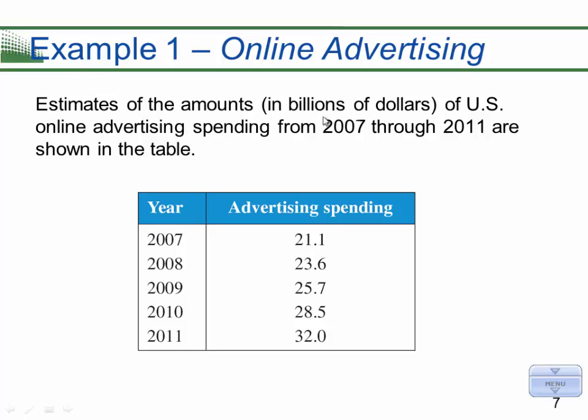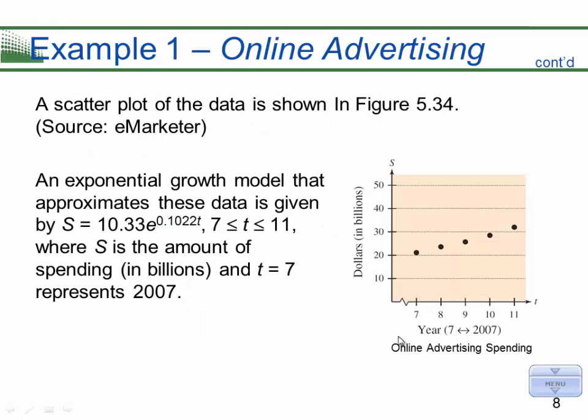These are estimates of the amounts of billions of dollars spent on advertising through 2007 to 2011. This is a scatter plot shown, and it's an exponential growth model, which we've modeled here for you, where S is the amount of spending and t is time since 2007. So it is growing exponentially. It doesn't really look like it, but it is growing exponentially right there. So it's a slow growth.